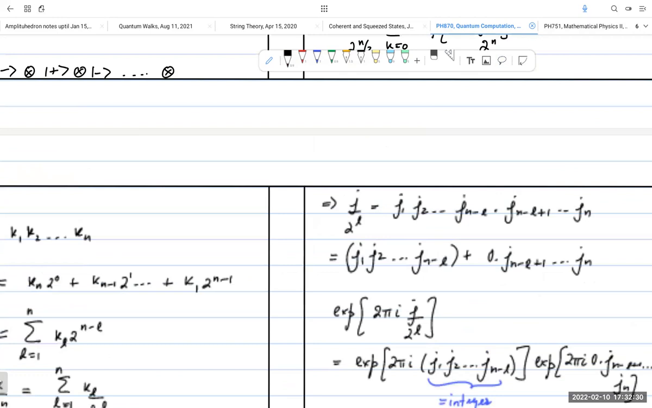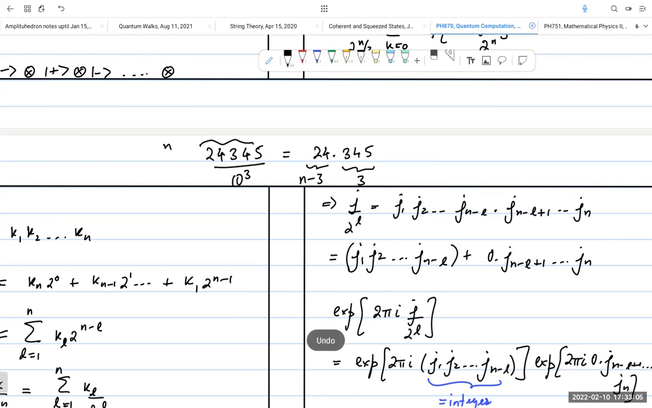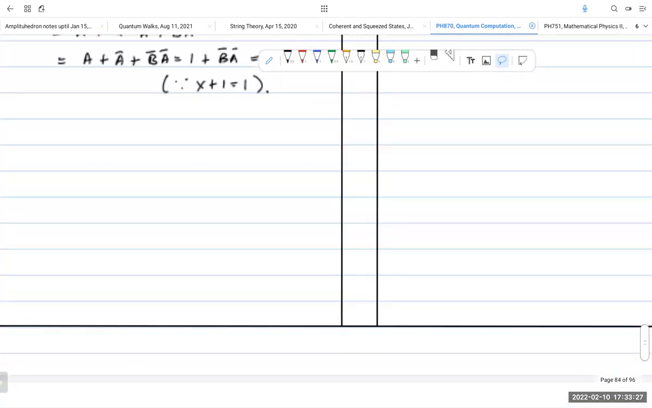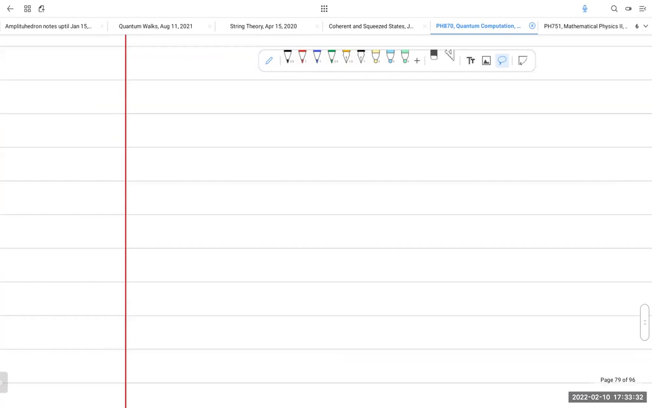Just like if you take any number, 2, 4, 3, 4, 5, and I divide by 10 to the 3, what do I get? I get 24.345. Now there are n digits here, right? How many digits are to the left of the decimal point? n minus 3. How many digits are to the right of the decimal point? Three digits. So that is what we have here. To the left of the decimal point, we have n minus l digits. And how many digits do we have to the right? Here we have l digits. Okay, now going back.